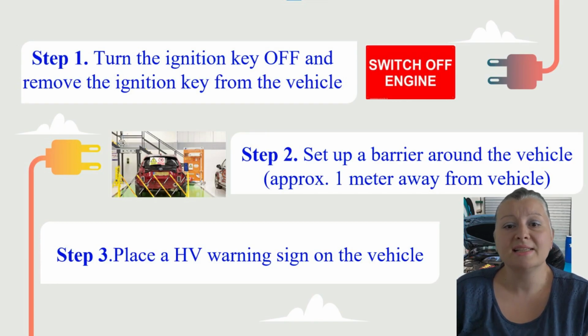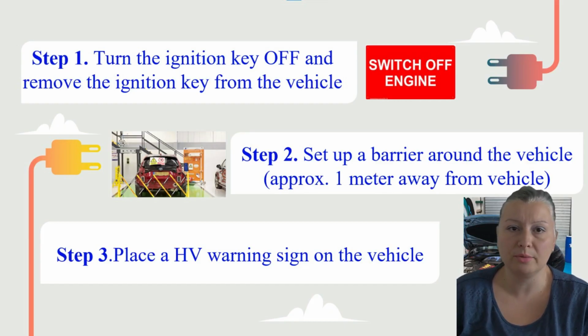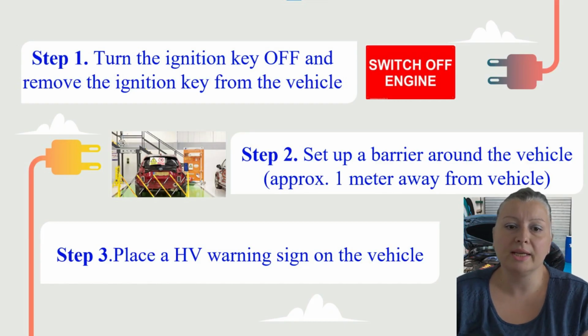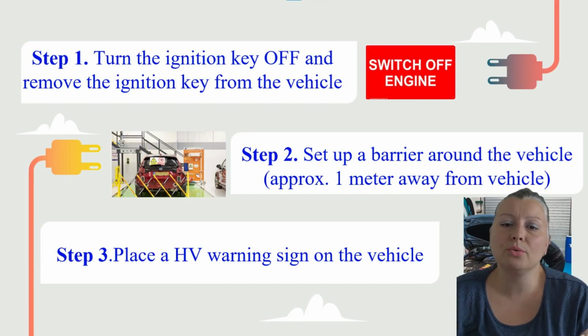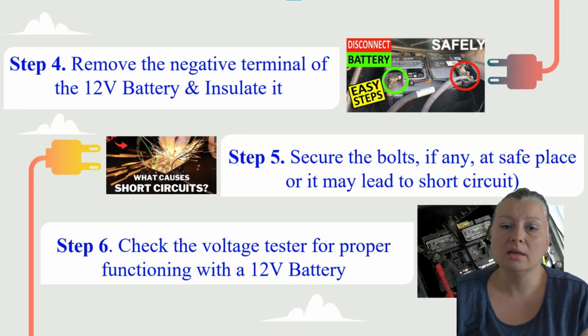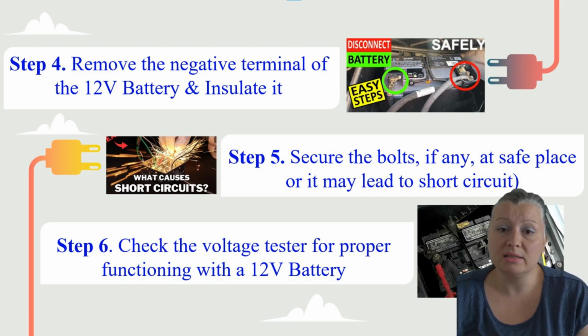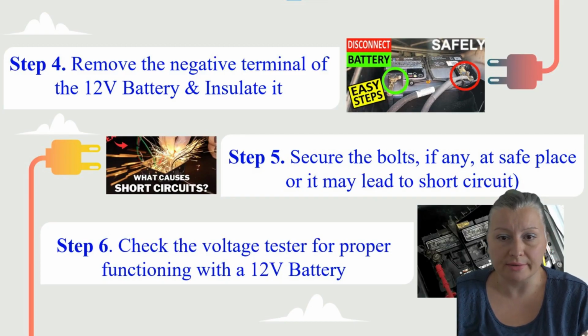Step 2. Set up a barrier around the vehicle, approximately 1 meter away from the vehicle. Step 3. Place a high voltage warning sign on the vehicle so everybody would know that you are working on an electric vehicle. Step 4. Remove the negative terminal of the 12-volt battery and insulate it. Step 5. Secure the bolts, if any, at safe place or it may lead to short circuit.